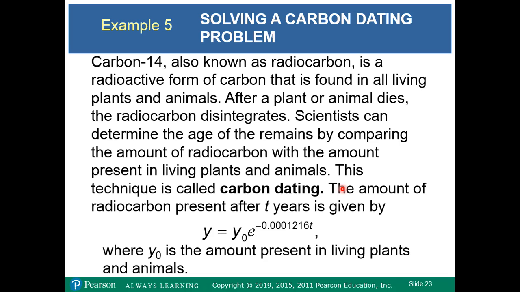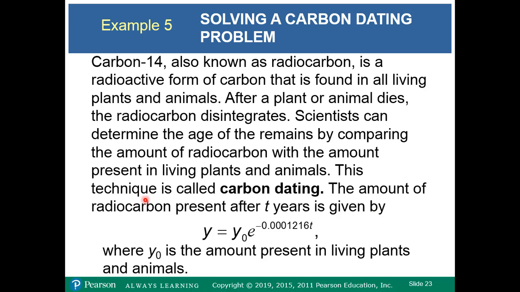Now, carbon-14 is known as a radiocarbon. It's also a radioactive form of carbon and is found in all living plants and animals. So after the plant dies, obviously it stops producing this isotope of carbon-14, and this is radioactive, so it starts to decay. And so we can use the amount of carbon-14 that remains in the dead plant or animal and compare it with the amount of radiocarbon that is present in living things today and find out how old it is. And this is called carbon dating or radiocarbon dating.